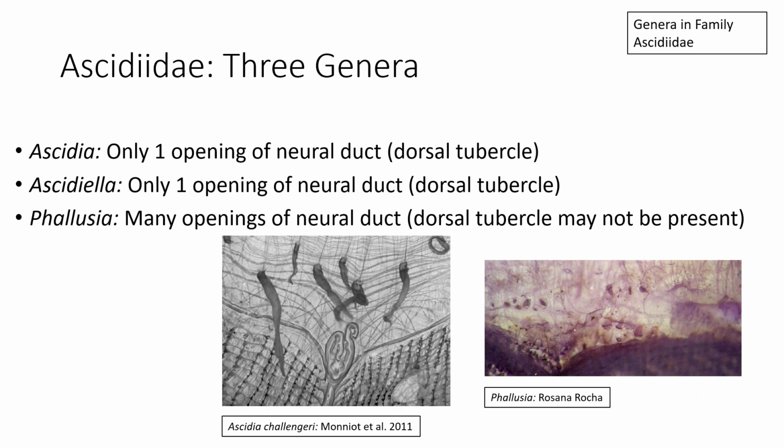In the family Ascididae, there are 3 genera, and you need to look at the anterior section of the animal to be able to tell the difference between these 3 genera.